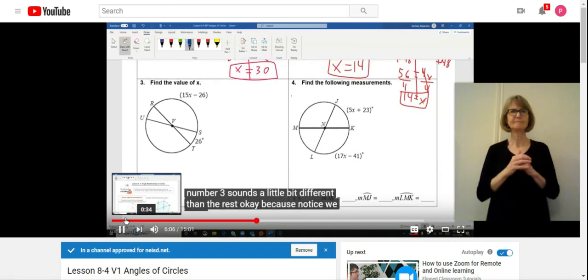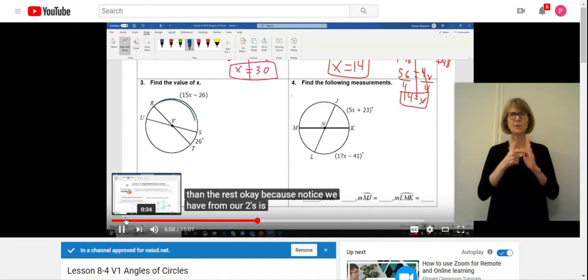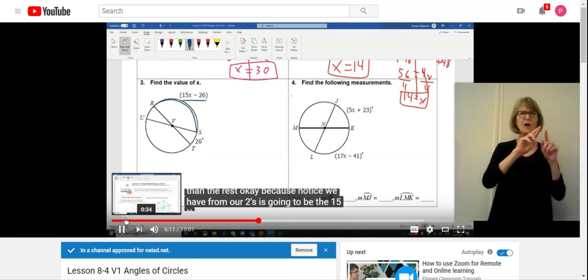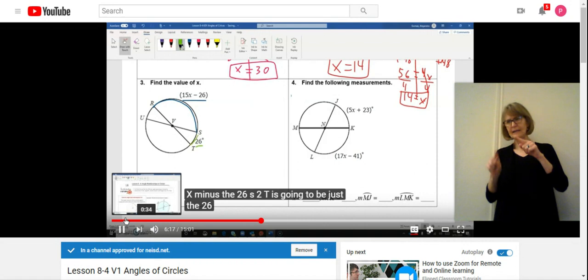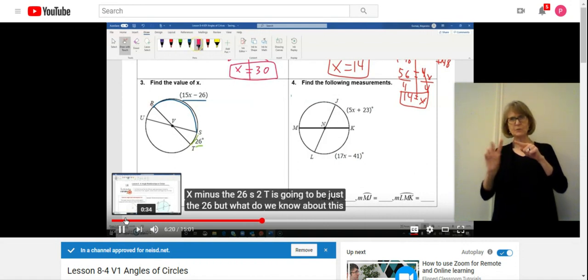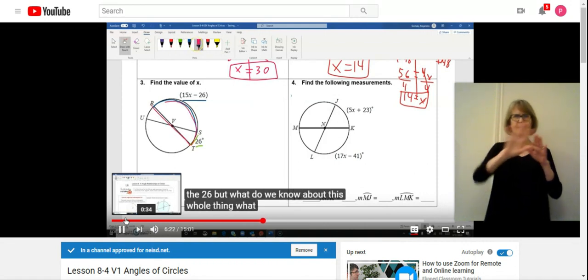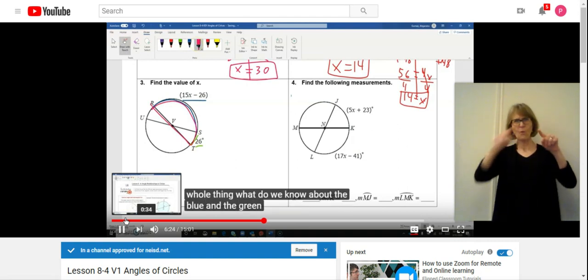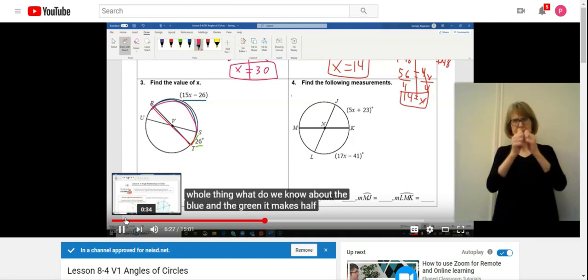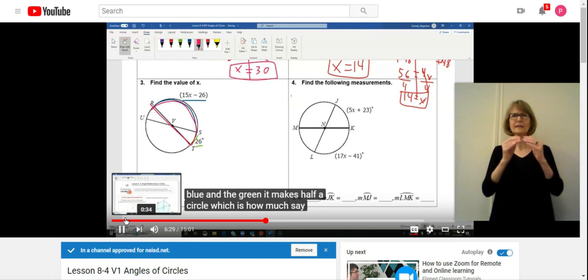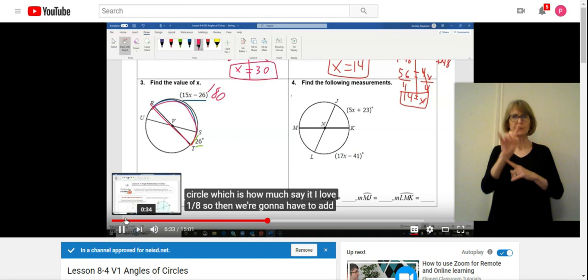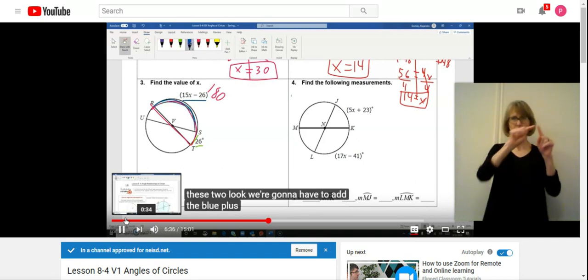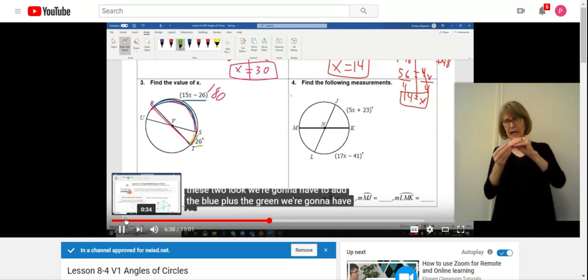Notice we have from R to S is going to be the 15x minus the 26. And then S to T is going to be just the 26. But what do we know about this whole thing? What do we know about the blue and the green? It makes half a circle, which is how much? Say it out loud. 180. So then we're going to add these two. We're going to have to add the blue plus the green, add them up, and set it equal to 180.